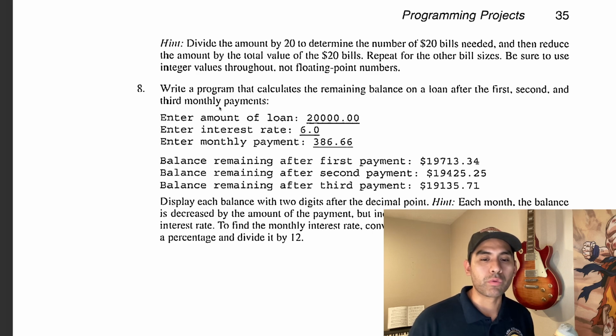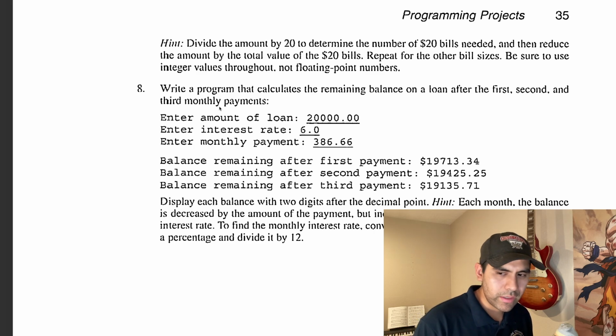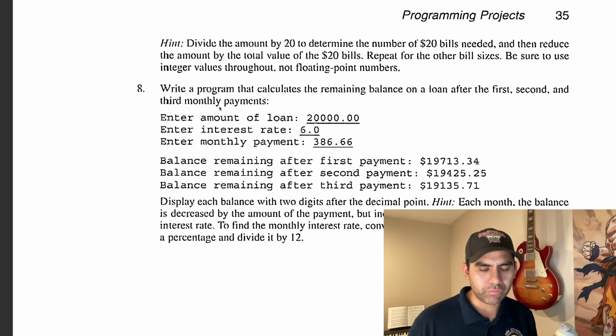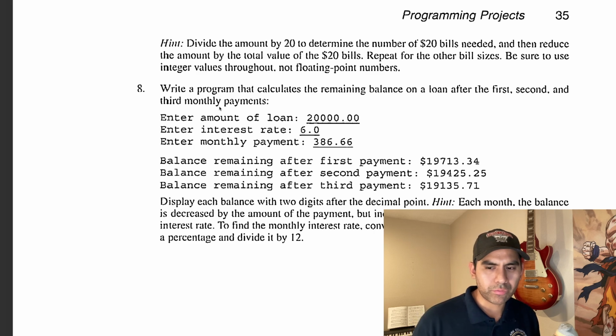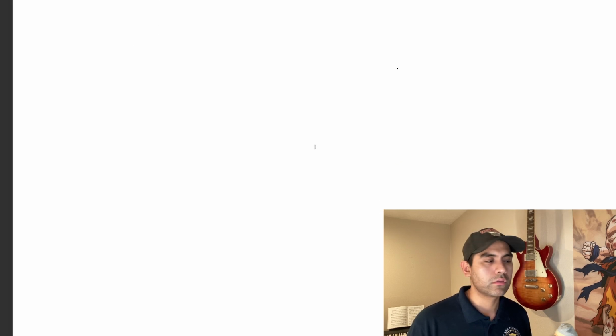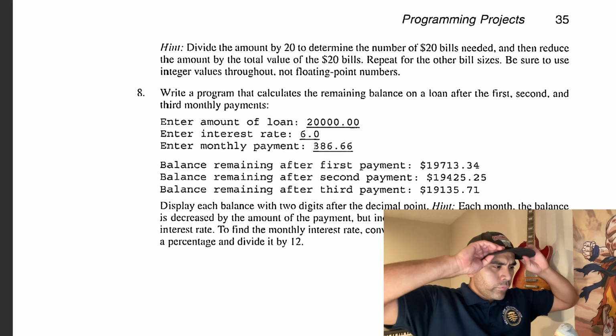Display each balance with 2 digits after the decimal point. Hint: each month the balance is decreased by the amount of the payment, but increased by the balance times the monthly interest rate. To find the monthly interest rate, convert the interest rate entered by the user to a percentage and divide it by 12. Okay, that's it. That was a mouthful.